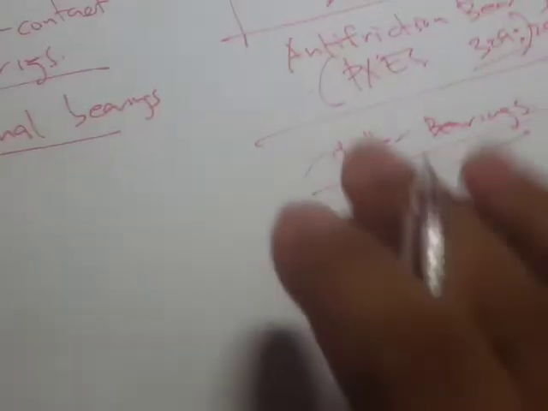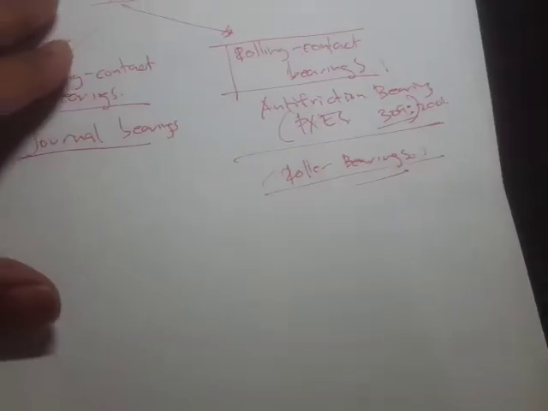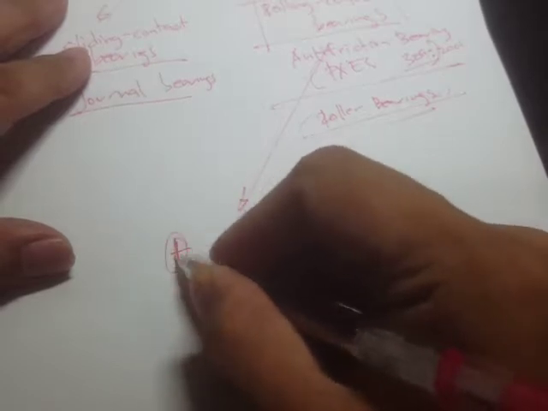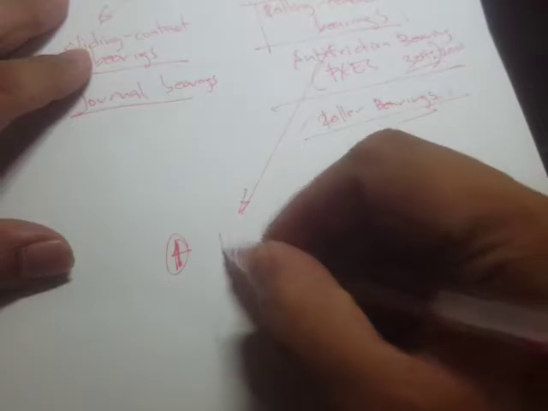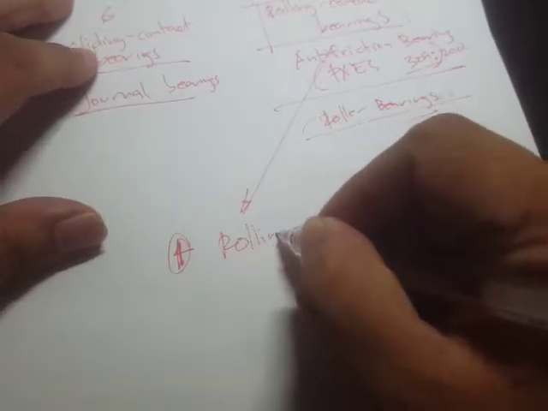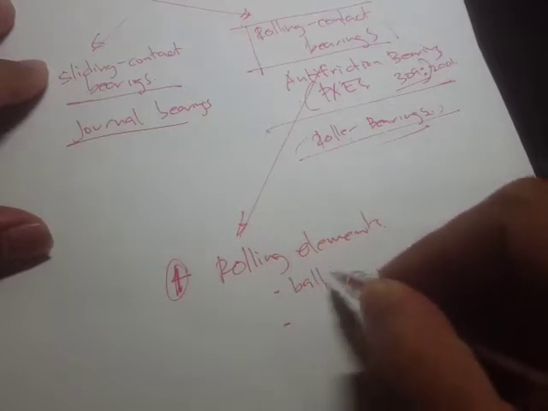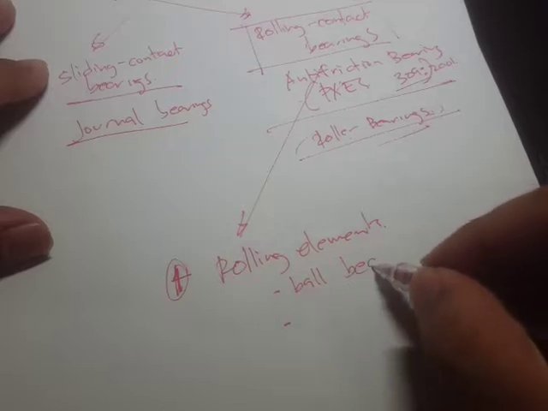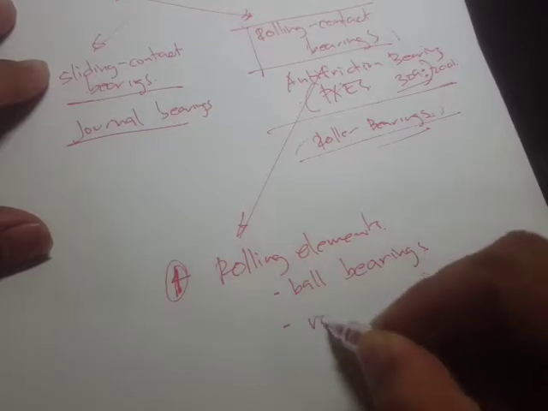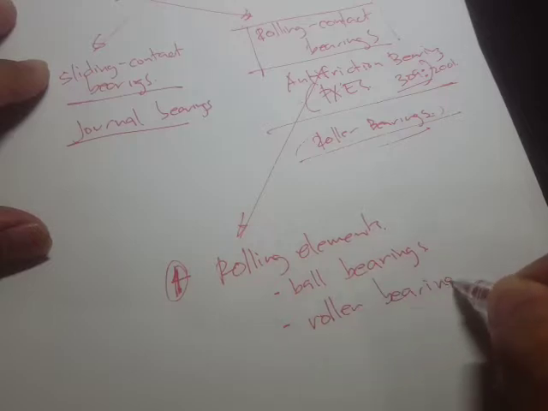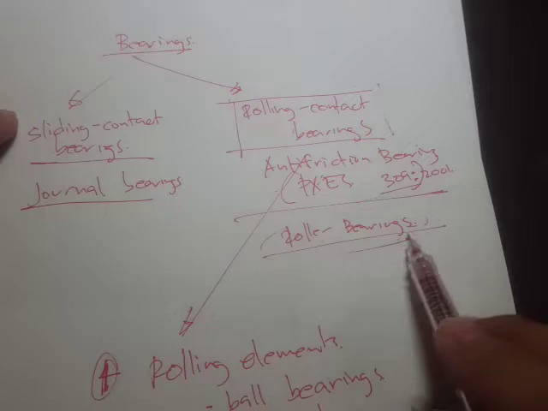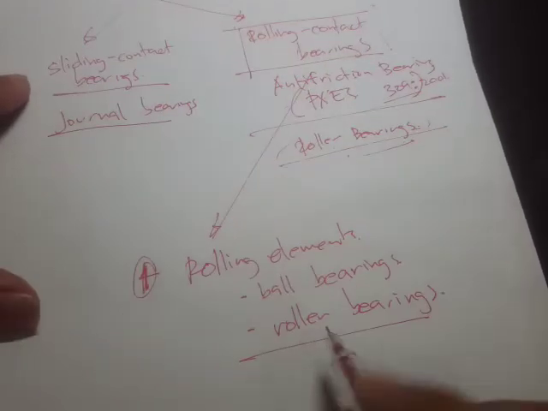Okay, so now let's talk about the classification of bearings. So here we are in these rolling contact bearings, and this is further classified, number one, in terms of rolling elements. Okay, so that's one. In terms of rolling elements, we can have the ball, or we can just refer to it as ball bearings, and here we have the roller bearings.